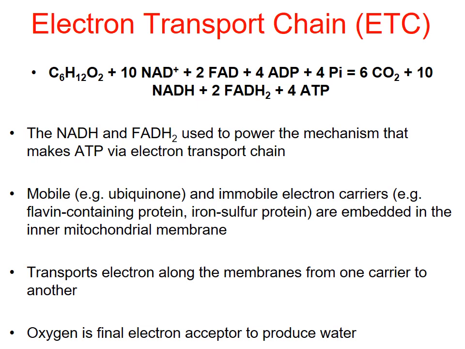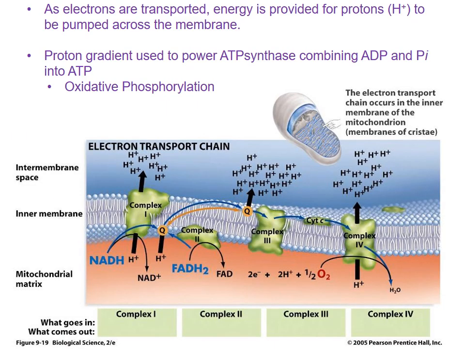But the key point, folks, is this entire process produces many more ATP molecules than the previous 3 steps in cellular respiration combined. So let's have a look at this in a little bit more detail. If we look at the diagram for a moment, we have the intermembrane space, so between the inner and the outer membrane. We have the mitochondrial matrix, so within the inner membrane, and the intermembrane space, so over here would be the outer membrane, if you imagine it being there.